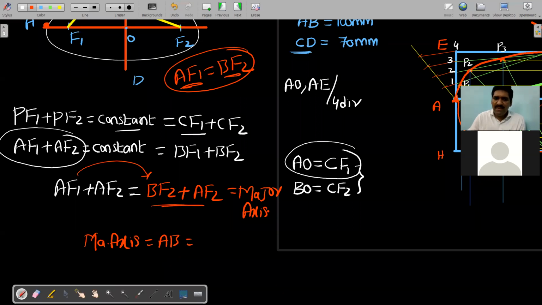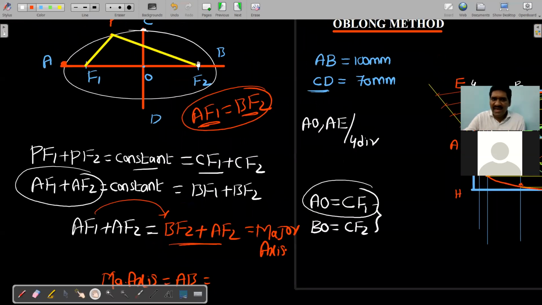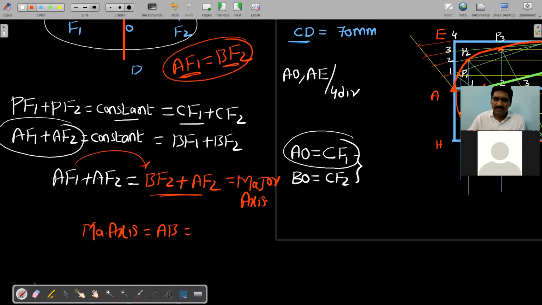So what is AB again? Can I say AB is equal to AO plus OB or not? Yes, you can take it as AO plus OB. And that one is how much? You are taking it as AF1 plus BF2. So finally we can write one thing clearly, all of you. This total value is nothing but the major axis. This one is clear.